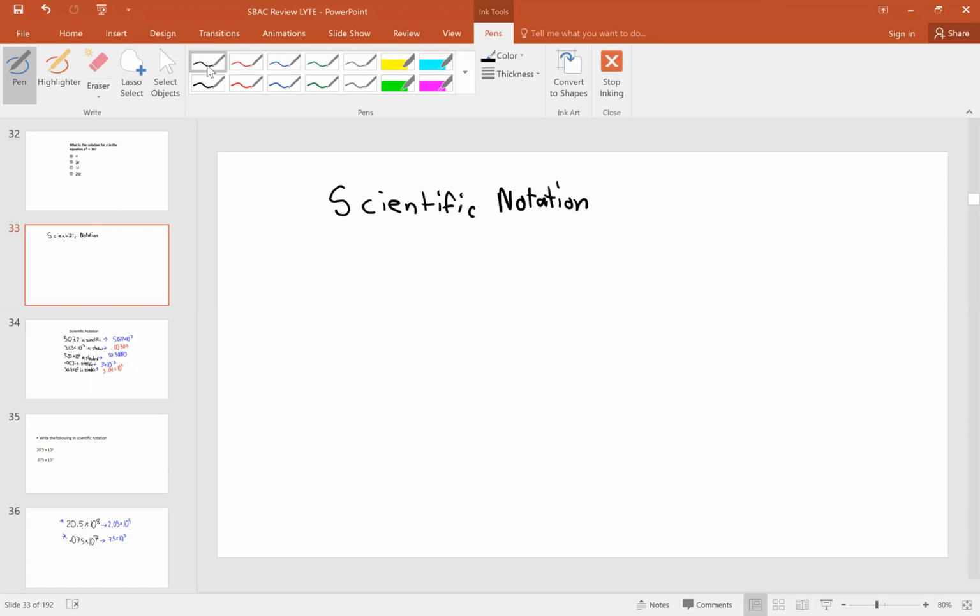So for example, if I have 5 billion, that's going to take me a little bit of time to write all those zeros. So when I'm dealing with scientific notation, I want to be able to write the exact same number, but write it in an efficient and quick manner. This is going to come in handy, particularly in classes like chemistry, when you're dealing with really large numbers or really small numbers.